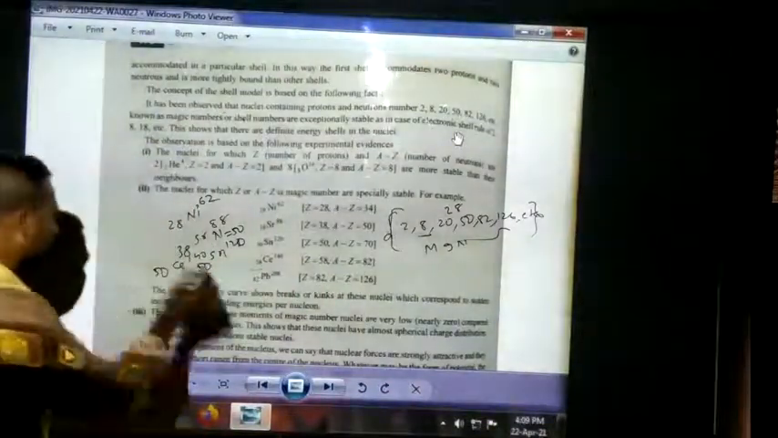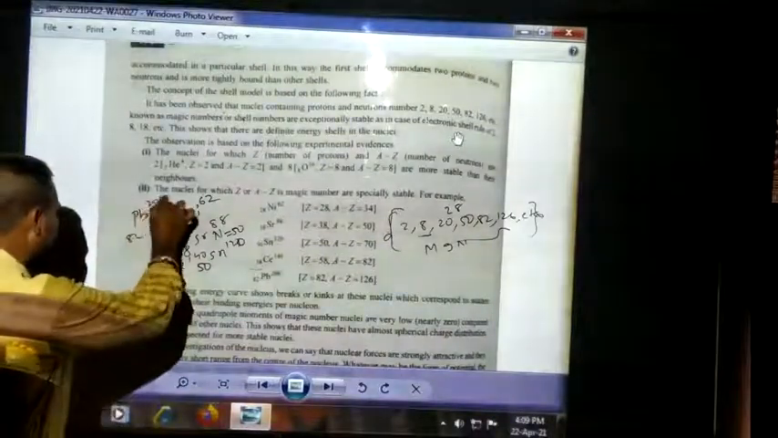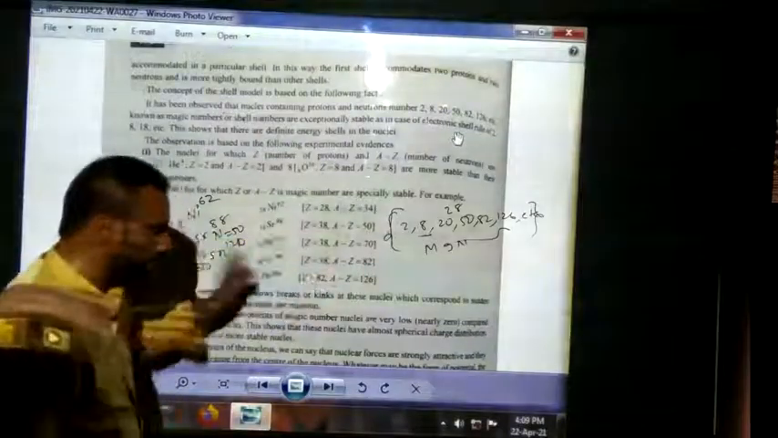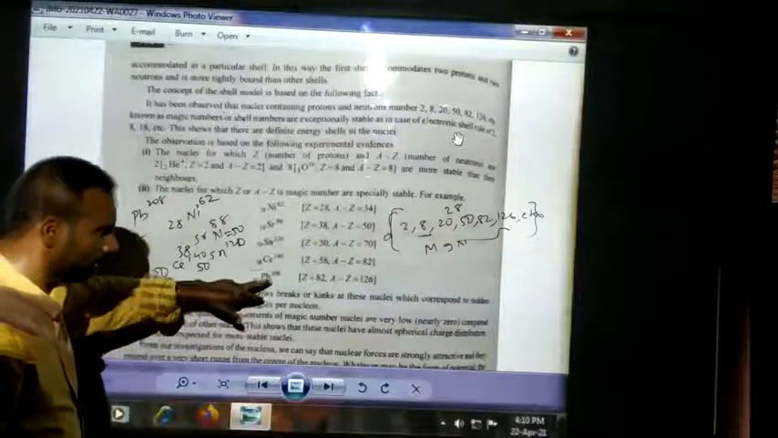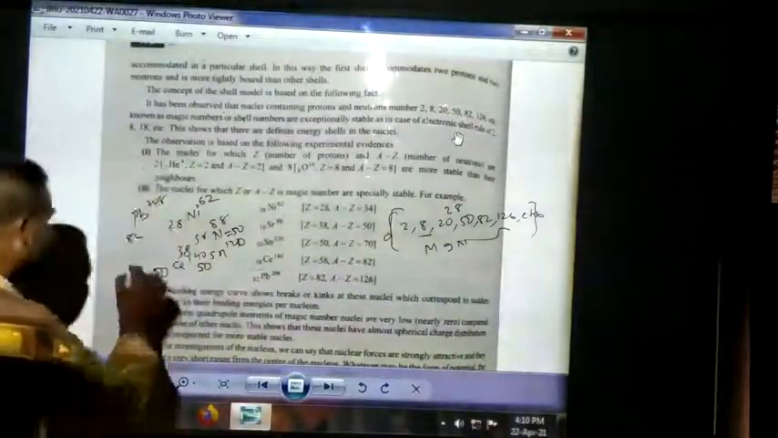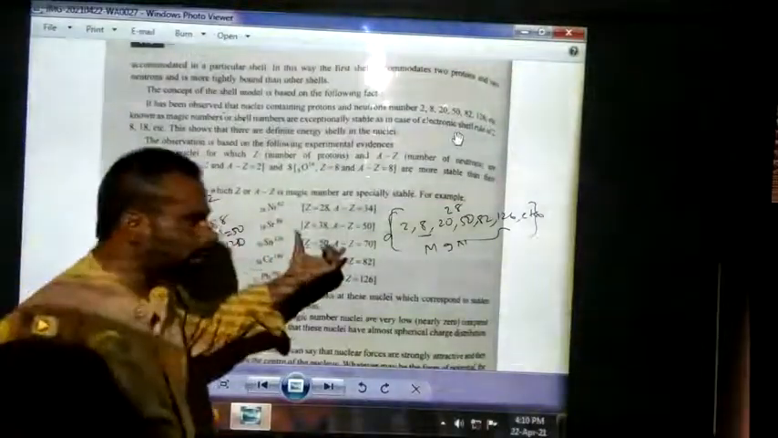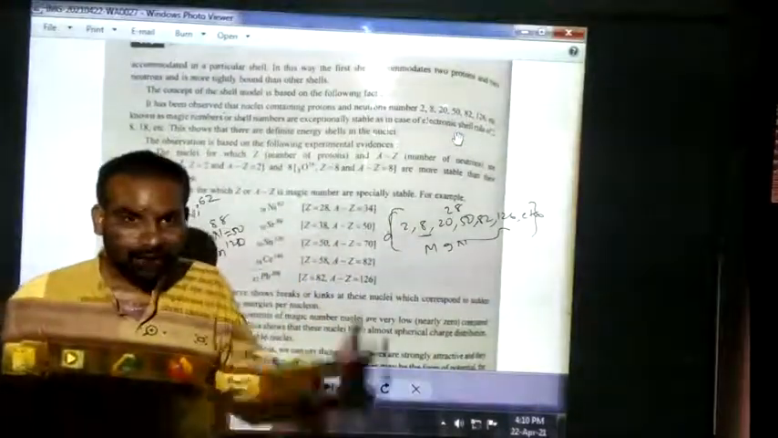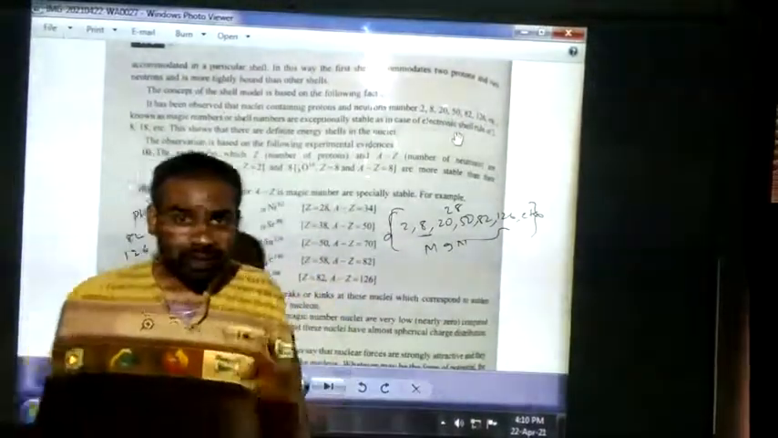Take Pb, that is lead, 82 Pb 208. 82 is the proton number, that is a magic number, hence it is stable. And here, if you observe this lead, 208 minus 82, we are getting 126. 126 is also a magic number. Hence, the number of protons and the number of neutrons are both magic numbers, so lead is also a stable nucleus. Like that, basing on this magic number concept, we explain the shell model.